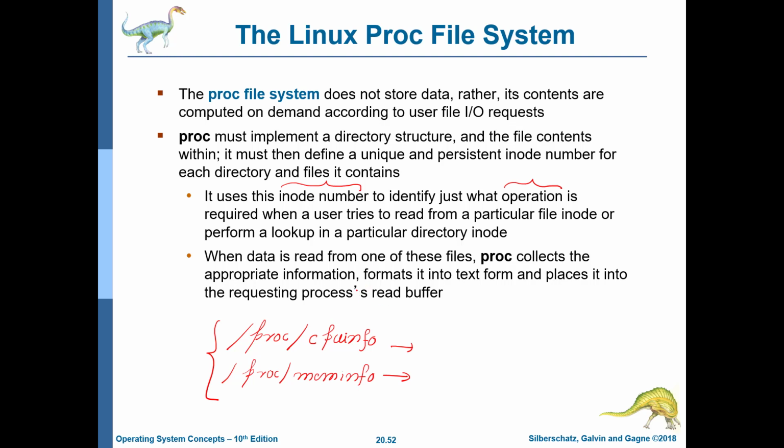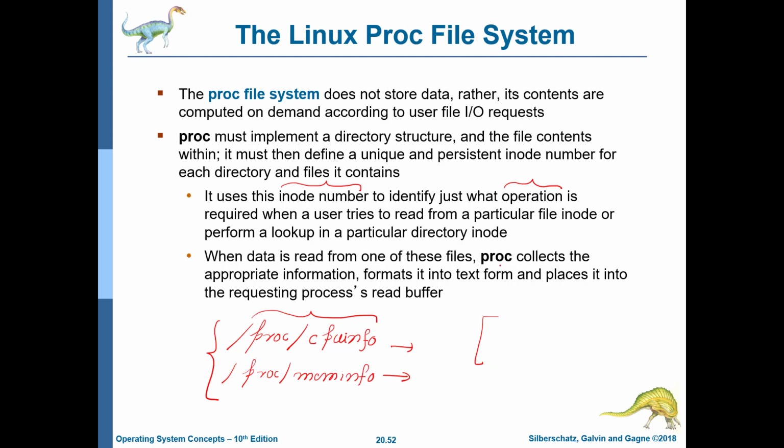When a user tries to read, let's say, the file /proc/cpuinfo to know about CPUs, it searches for this file, and then it gets the inode number. Then it tries to read the contents of the inode. When it reads the contents of the inode, it is basically directed to the kernel, which generates all the data that is required.